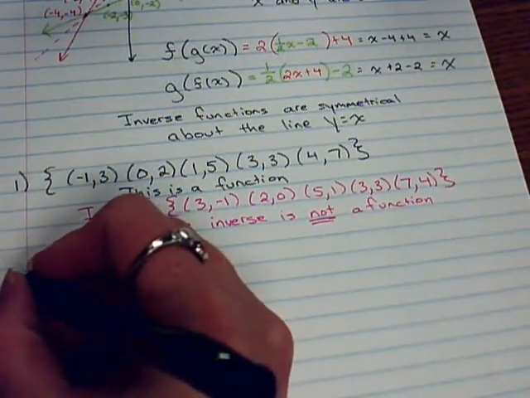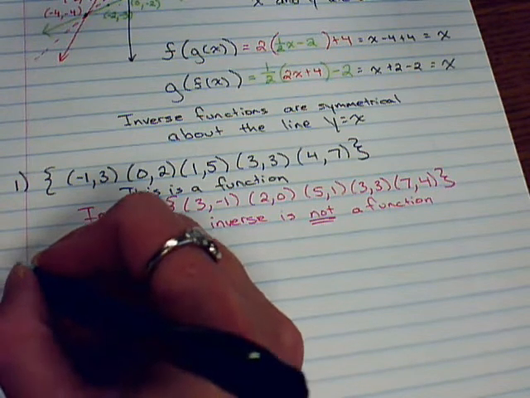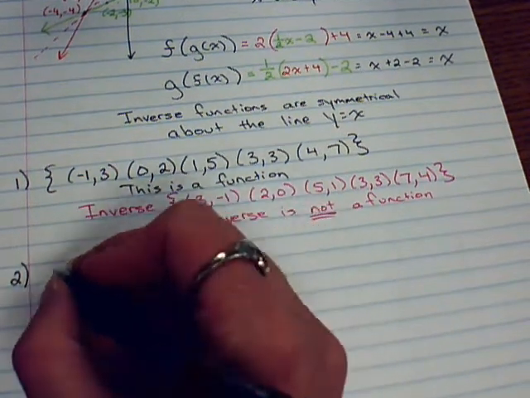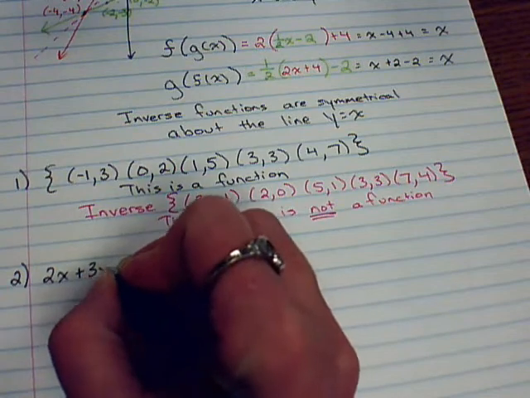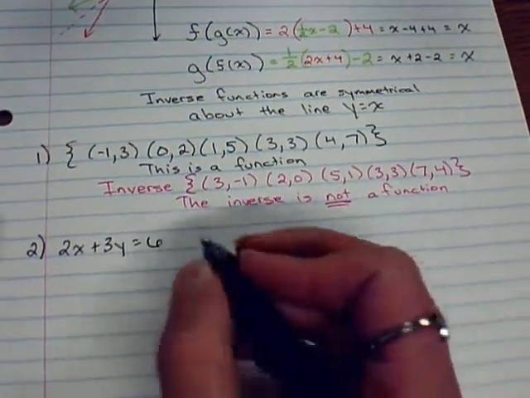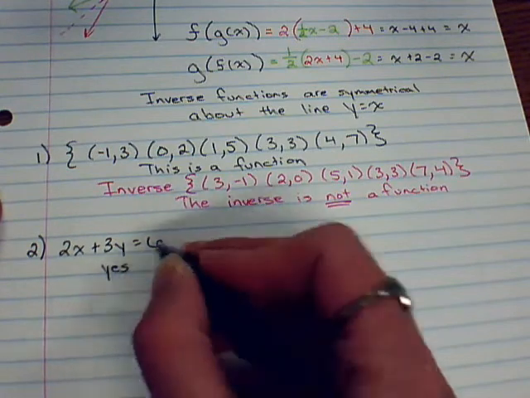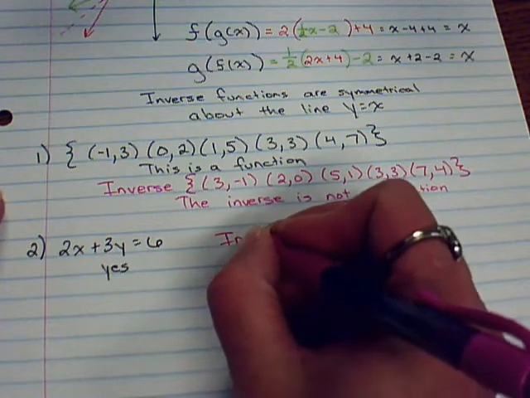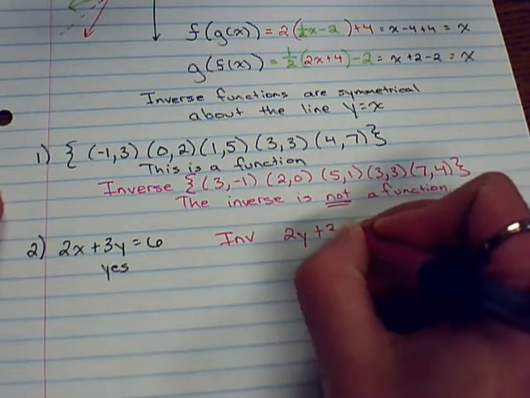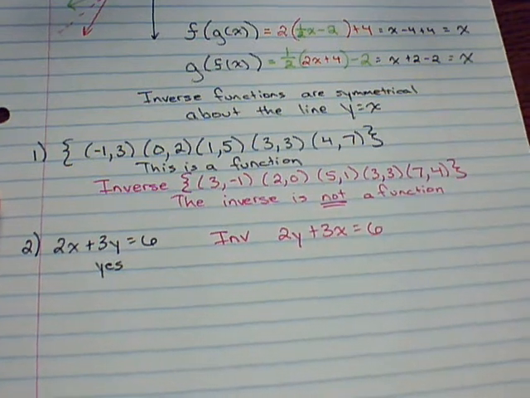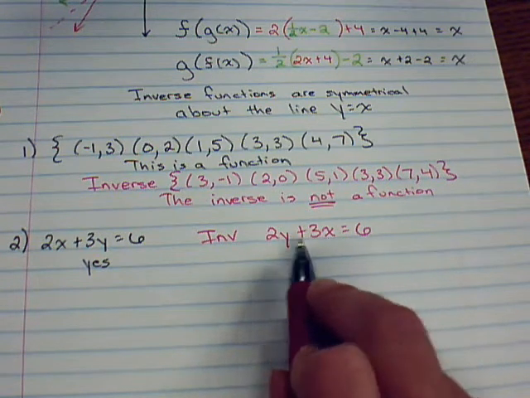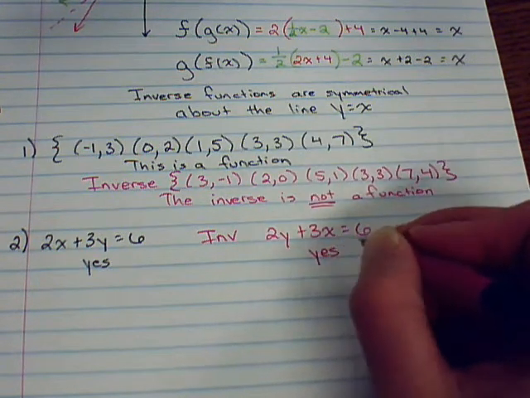Now, let's look at what if I had 2x plus 3y equals 6. Is the original a function? Well, yes. For each x value I input, I only get one out. The inverse of that would be 2y plus 3x equals 6. I literally switched my x and y. Is that a function? Well, for each input I put in, I still get only one output, so this one is a yes.